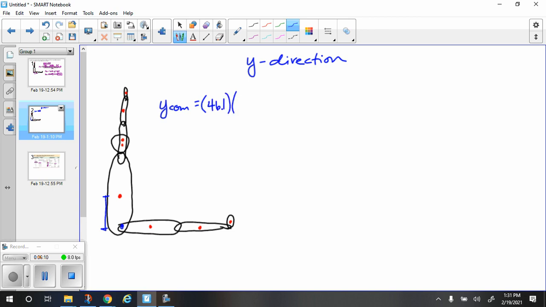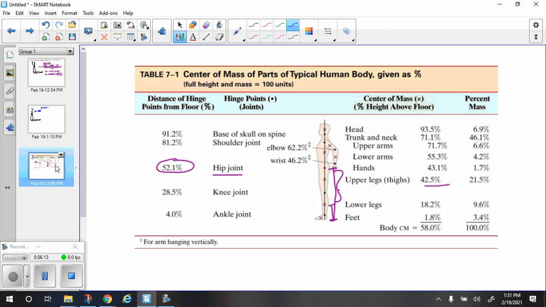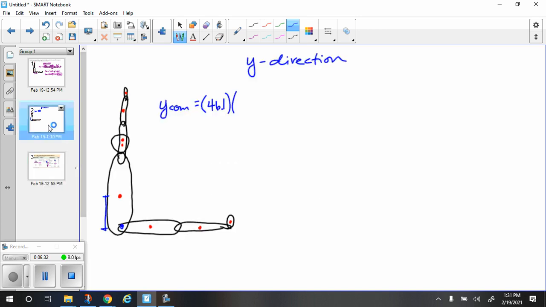And then we're going to multiply it by the location of that. And so we're going to take, this time we're going to do the trunk and neck, which is 71.1, and we're going to subtract the 52.1 so that we get this length right here. And that is 19. So multiply by 19 here. And then that's the trunk and the neck. Then we're going to add the head.